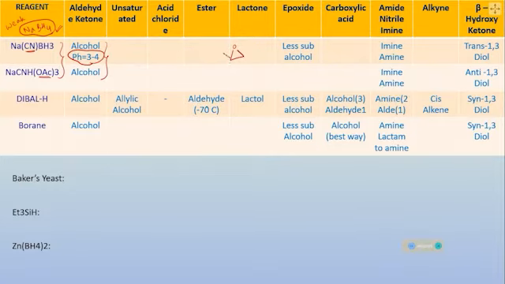Epoxide is reduced to the less substituted alcohol, in which hydride attacks at the more substituted site. This is a less substituted alcohol. Amide, nitrile or imine is converted to amine. Beta hydroxyketone is converted to anti-1,3-diol.